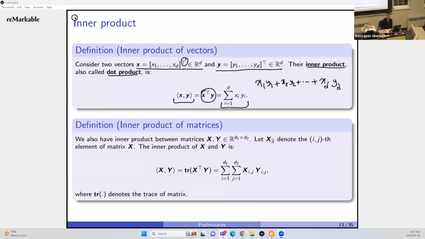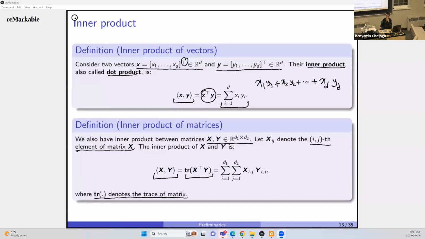We can have inner product between matrices. We also have inner product between matrices, d1 by d2, x and y. Let xij denote the ijth element of matrix x. Then the inner product of x and y is defined, you can see it as this. But you need trace. What is trace?